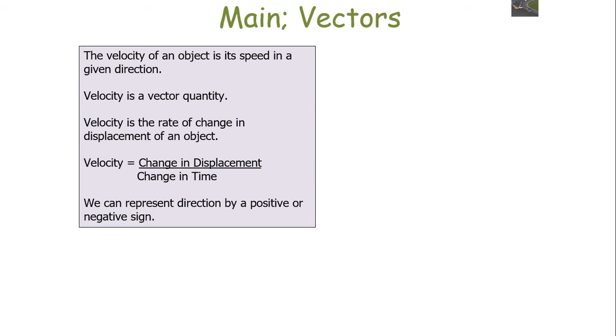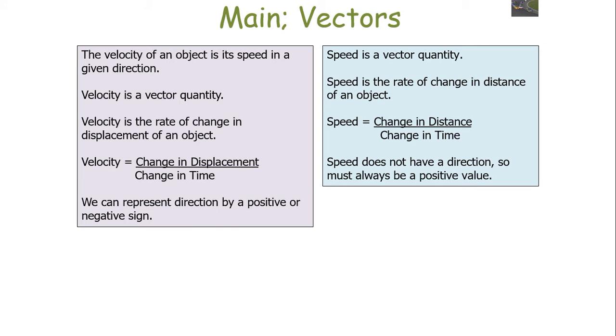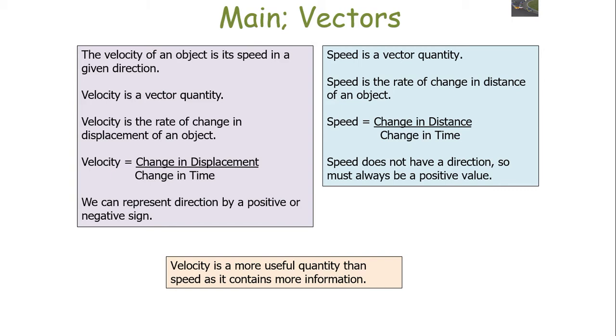Now this leads us to two different quantities. First, you've got the velocity, which is the speed in a given direction. Now velocity is a vector quantity, and it is the rate of change in displacement of an object. So velocity is the change in displacement over the change in time, and we can represent direction with a plus or a minus sign, while speed is a scalar quantity. Speed is the rate of change in distance of an object. So speed is the change in distance over the change in time. It doesn't have a direction, so it must be a positive value.